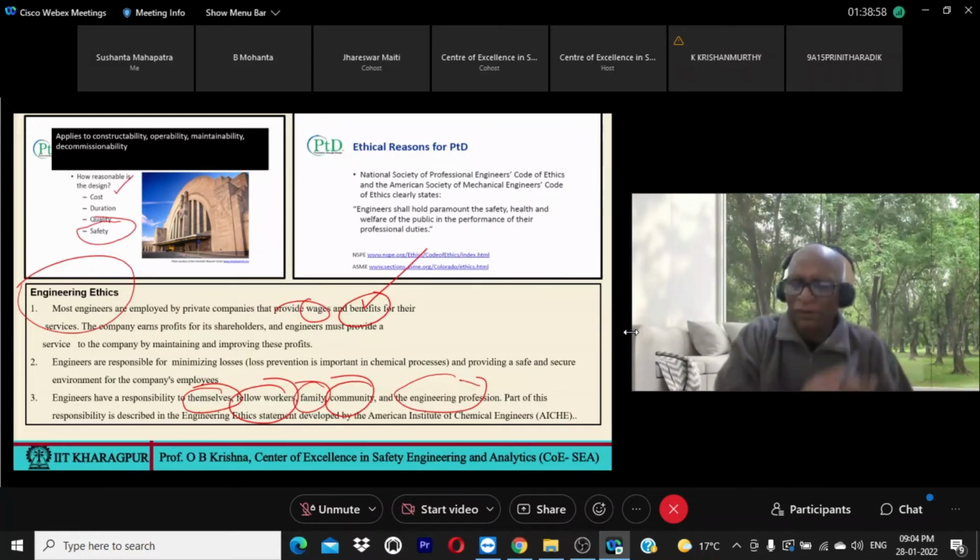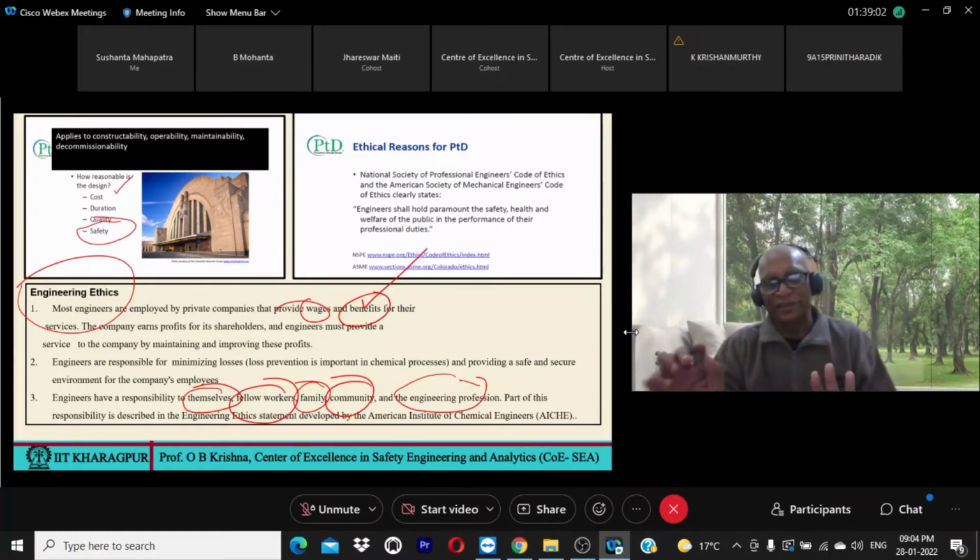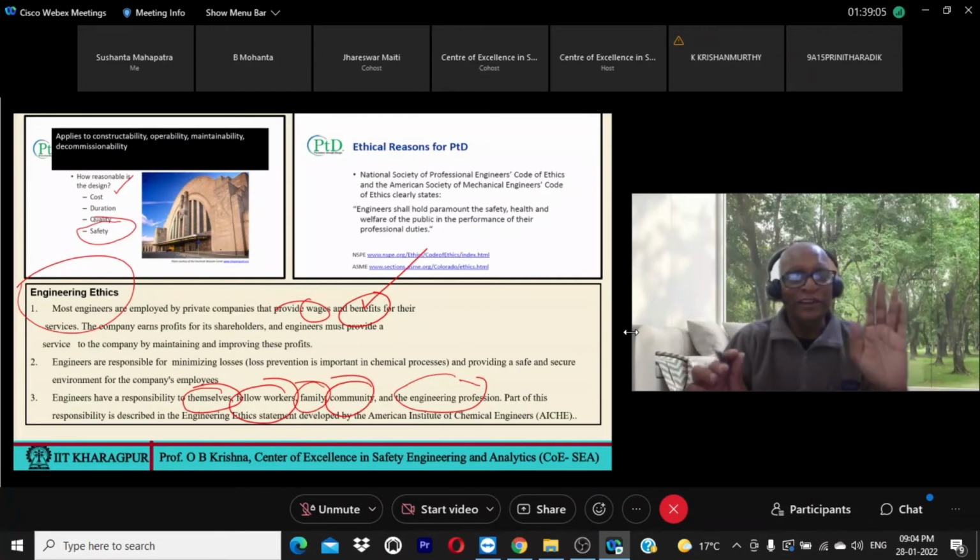And overall, the most important ethical duty is you have to save yourself first. You have got the responsibility to yourself, fellow workers, family, community, and the engineering profession by putting real safety at the design stage. This is your ethical responsibility. Thank you, gentlemen. With this, I'll close my presentation.